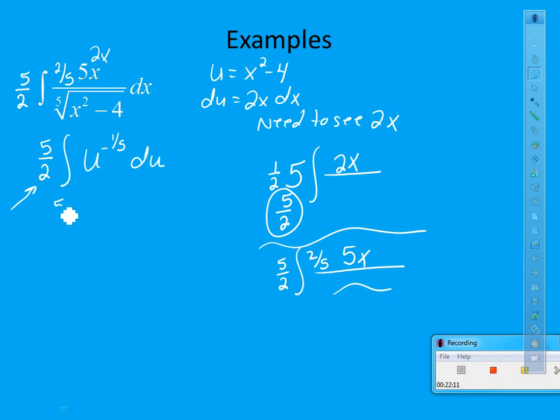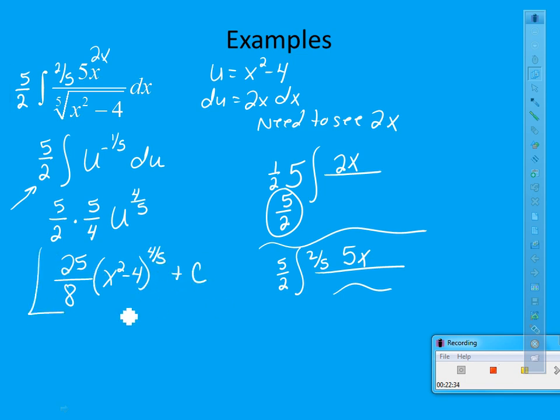Now to bring this home, I got 5/2 times, I'm going to add 1 to the negative 1/5 and get 4/5. Multiply by the reciprocal, which is 5/4. Ending answer, 25/8 times u, x squared minus 4 to the 4/5 plus c.